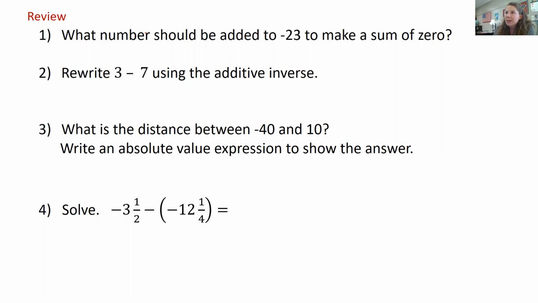Number 1, what number should be added to negative 23 to make a sum of 0? Those would be opposite numbers, right? So negative 23 plus 23. Those are numbers that are additive inverses of one another.